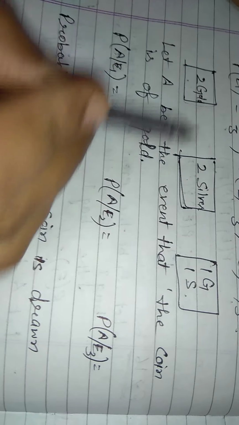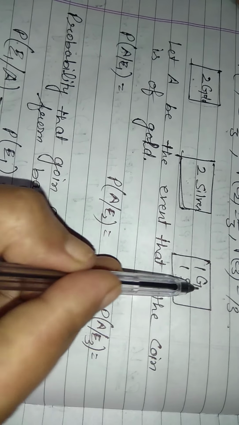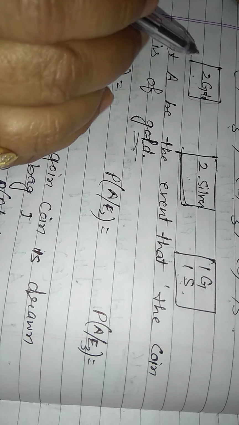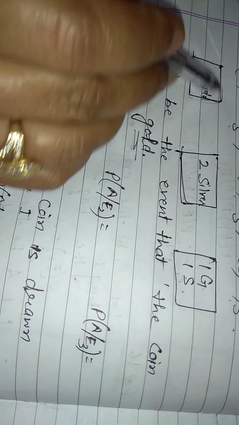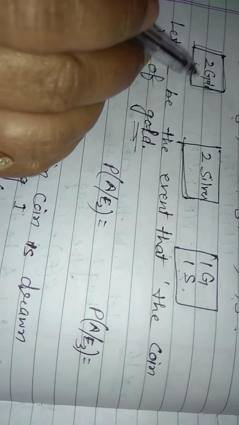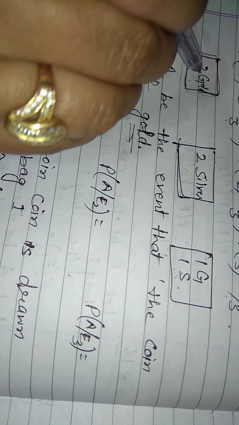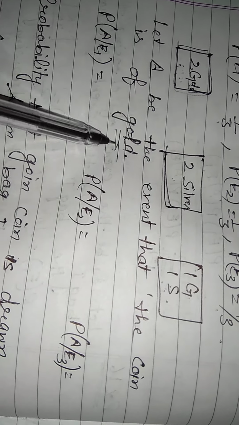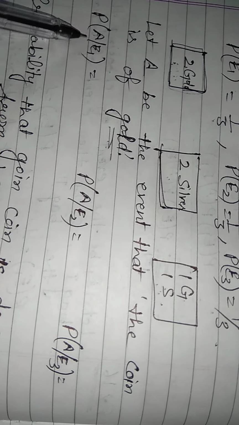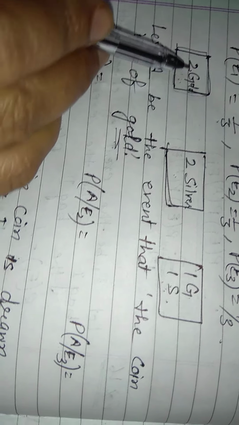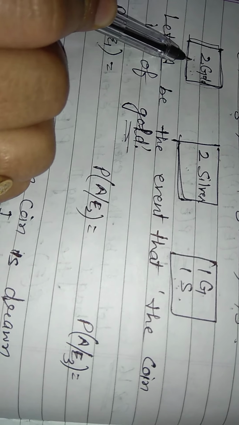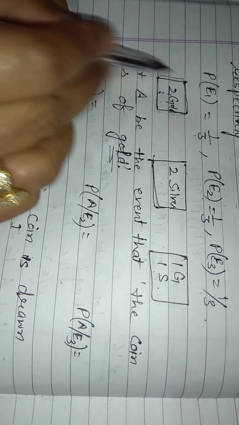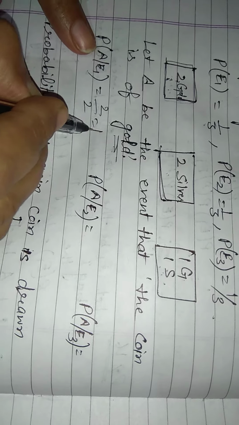Now in first bag 2 gold coins, second bag 2 silver coins, third one is 1 gold and 1 silver coin. And we have to find the probability of a gold coin from this bag because we have to find the probability of a gold coin whose other coin is also gold. So let A be the event that the coin is gold. So P(A|E1), there are 2 gold coins and 2 are favorable, total are 2. Then what is the probability? 2 upon 2, that is 1.